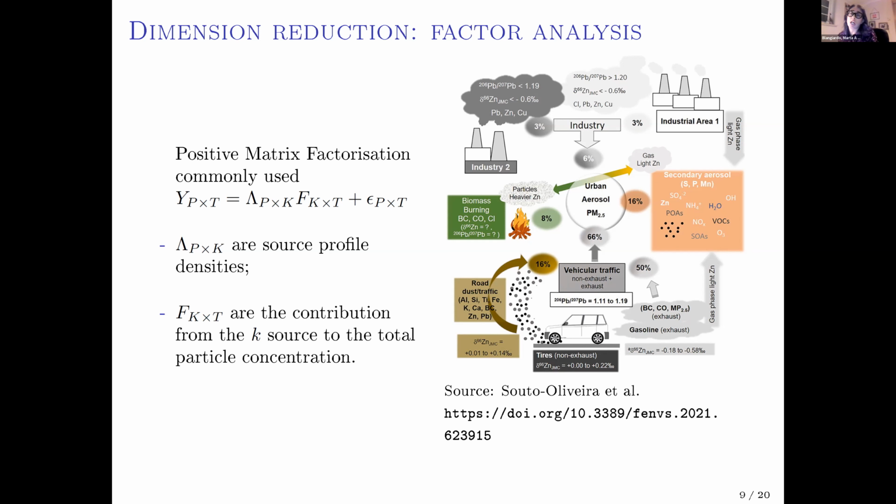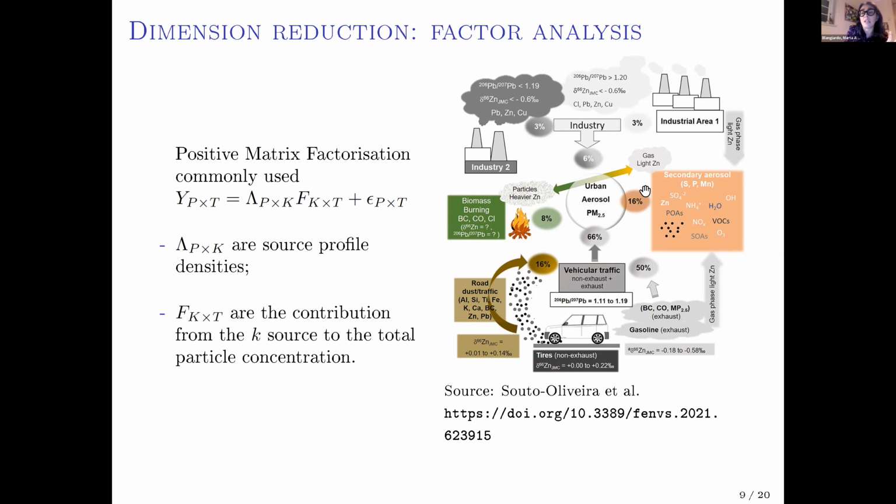This one has an additional constraint, so it's called positive matrix factorization, this specific one. It has an additional constraint that basically you need the loadings to be positive. But that's not a big deal. You can think about it just as a factor analysis. And what you get out of this type of approach is something similar to what we have here on the right. So you get, in this case, PM 2.5, and basically you disentangle it, you separate it into the different percentages.